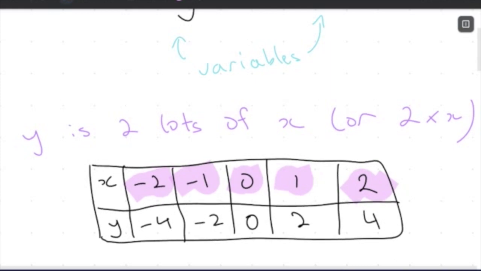And now y here is moving up by 2 for every x movement of 1. So between, say, here and here, when x has gone up by 1, well, y has gone up by 2 because we're adding 2 to -4 to give us -2. Same in this kind of region. When x is -1, my y is -2, and going up by 1 in the x results in a change in 2 in my y, and so on and so forth.